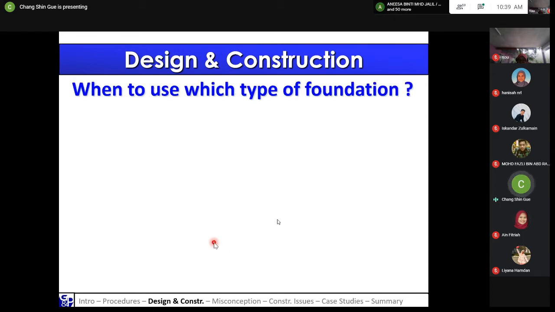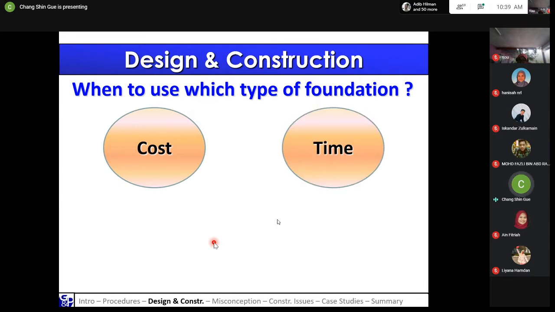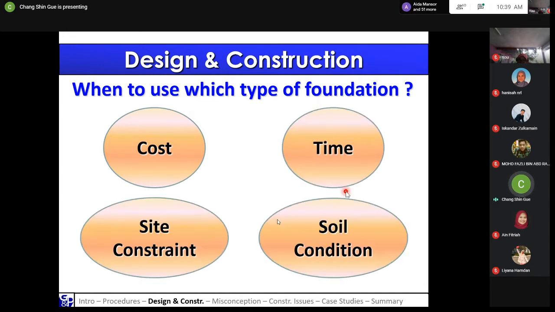Now, for you to understand when to use which type of foundation, you always need to keep in mind these four issues: one is your cost, then time, what your site constraints are, and also the soil condition. With these four elements in mind, you then have a better idea of what type of foundation to choose.